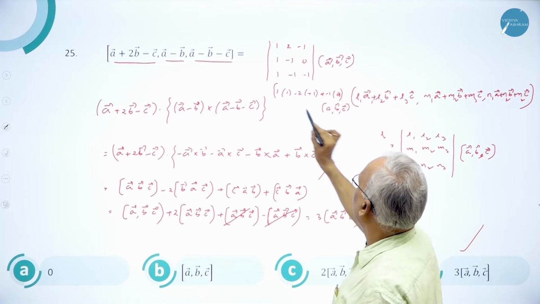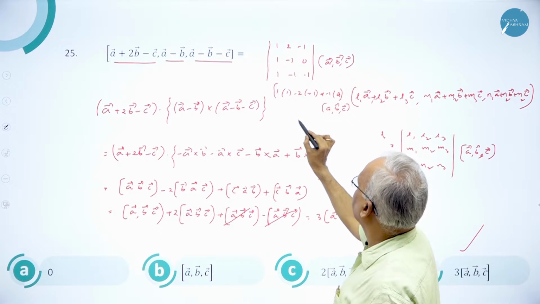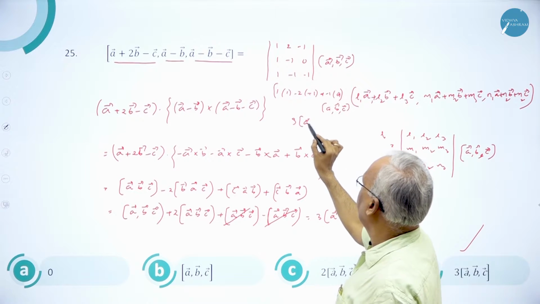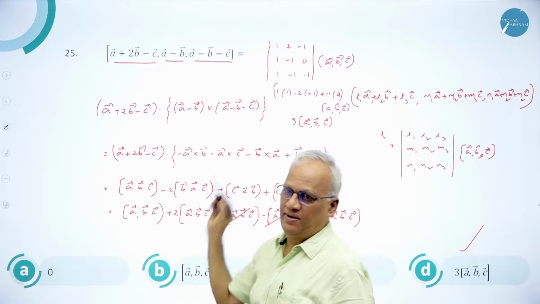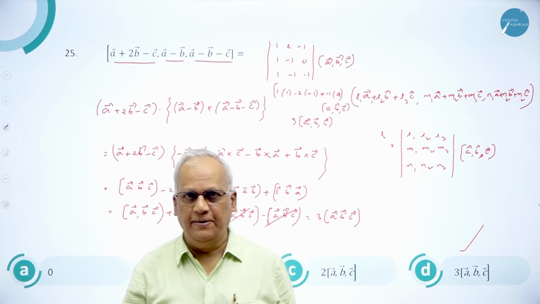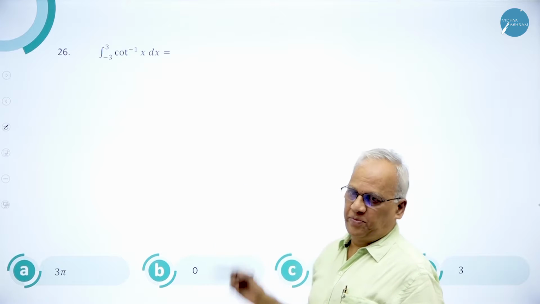Now simplify this: it is 1 plus 2, 3, 3 times box ABC, so 3 into box ABC. So you get the same result. So a very simple time saving method. Okay, this is a very good problem.